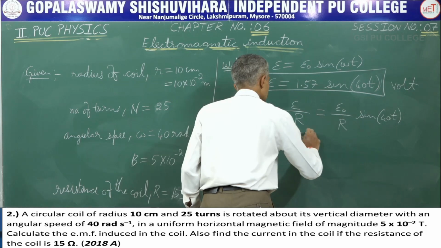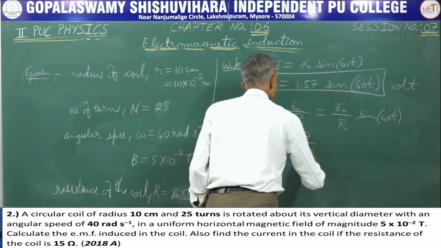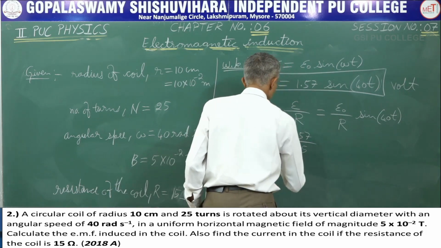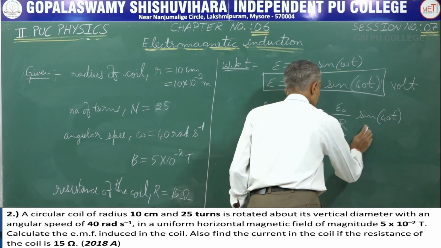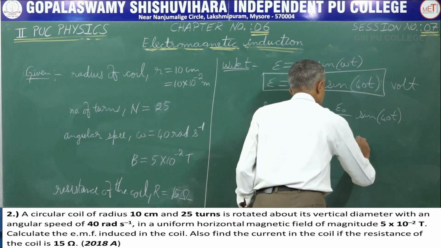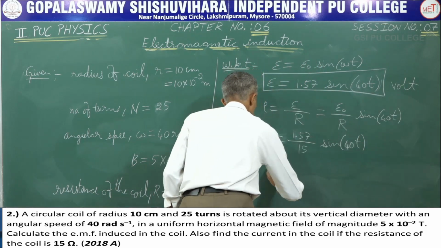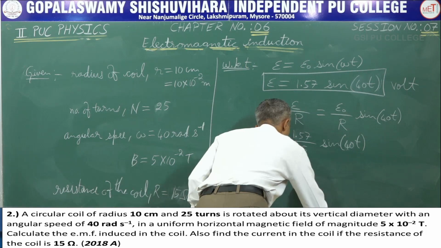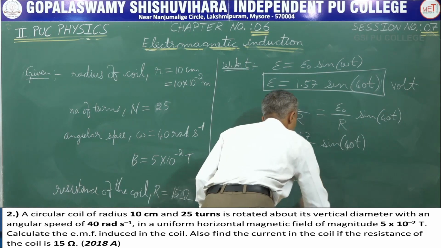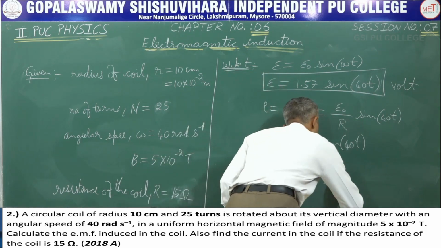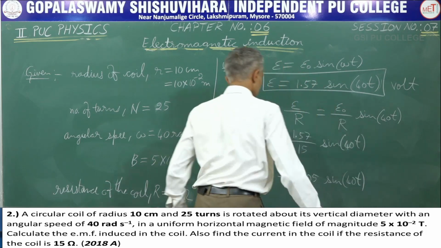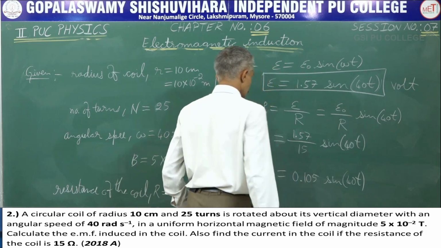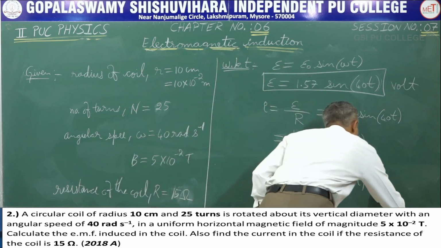So 1.57 by 15 into sine of 40t. So finally I will get this as nearly 0.105 into sine of 40t, and the SI unit for current is ampere.